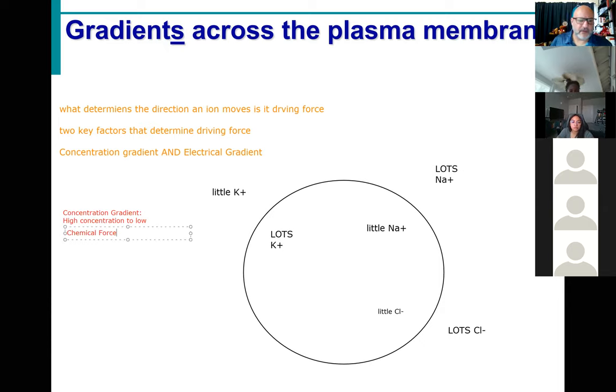Chemical force. When we talk about the chemical force, and I'll abbreviate this CF, what direction is the chemical force on potassium? Potassium wants to go from a high concentration to a low concentration. So is the chemical force going inside or going outside? Excellent. From inside going out. So our chemical force is moving out. What about the chemical force of sodium? What direction is it going? Going inside the cell. Excellent. And the chemical force of chloride?